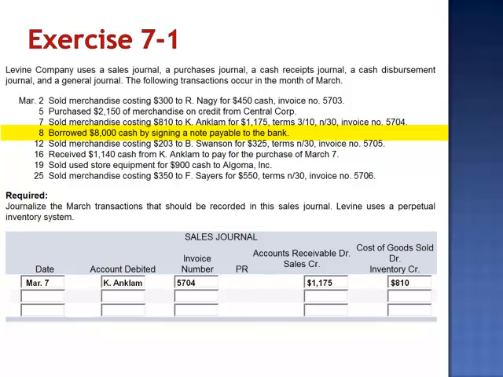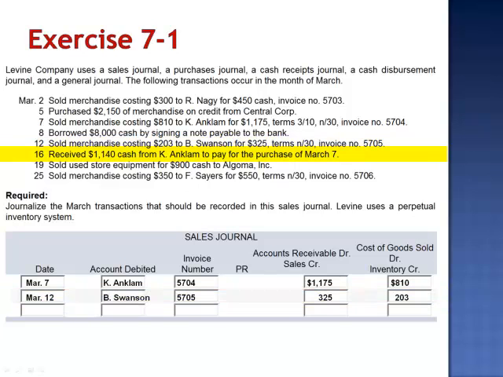March 8th, borrowed $8,000 cash by signing a note payable to the bank. This would be included in the cash receipts journal, not the sales journal. March 12th, sold merchandise costing $203 to Swanson for $325, terms net 30, invoice number 5705. This is a sale of merchandise on account and is properly recorded in the sales journal. We include the date, March 12th, the customer name, Swanson, the invoice number, 5705, the amount to be recorded as the sale, $325, and the cost of the sale, $203.